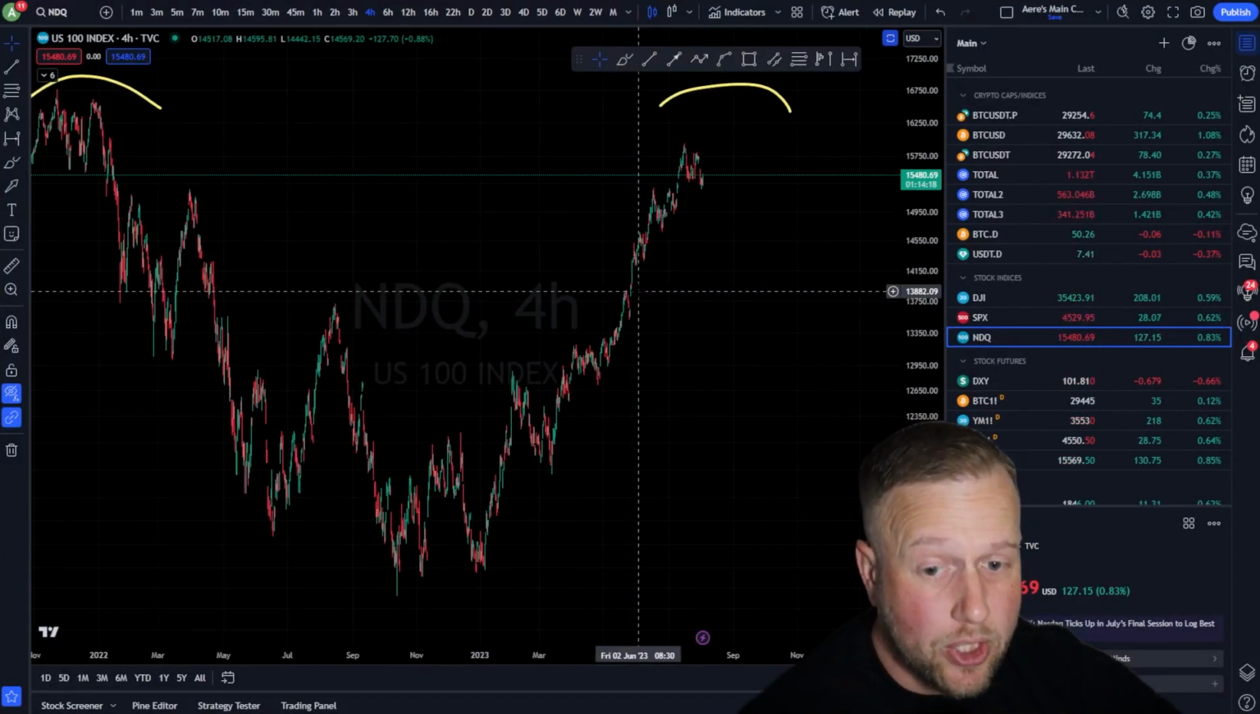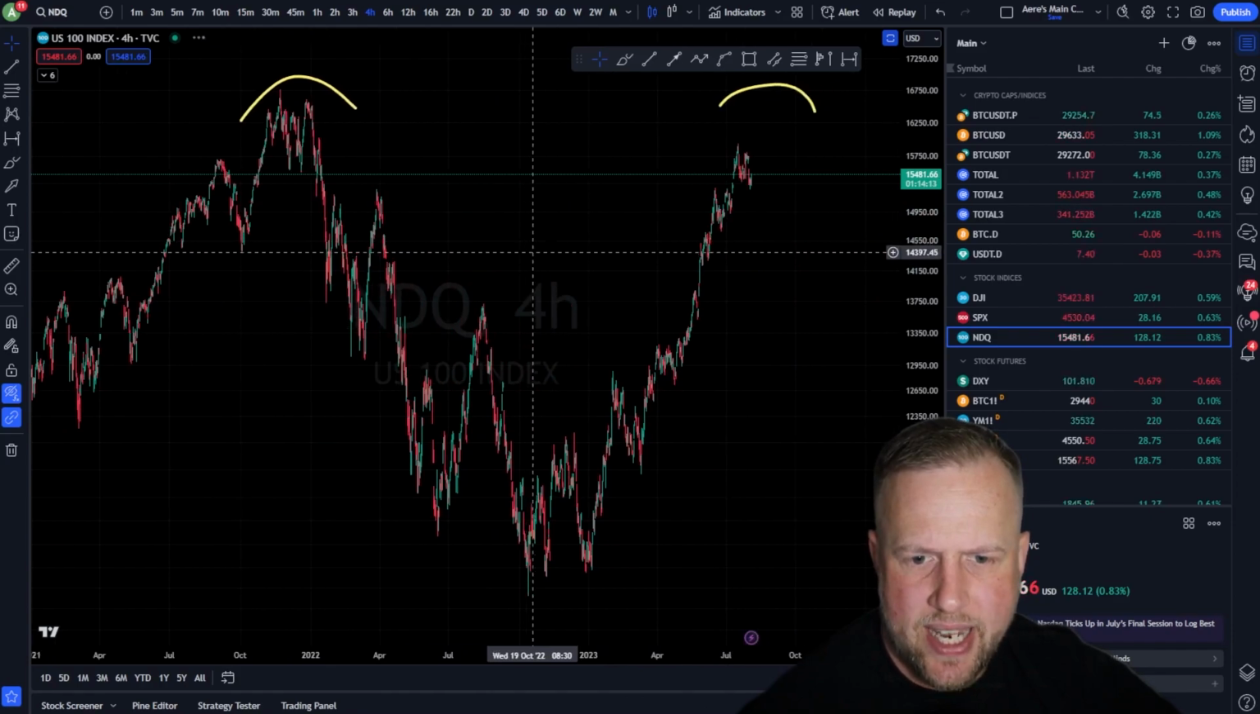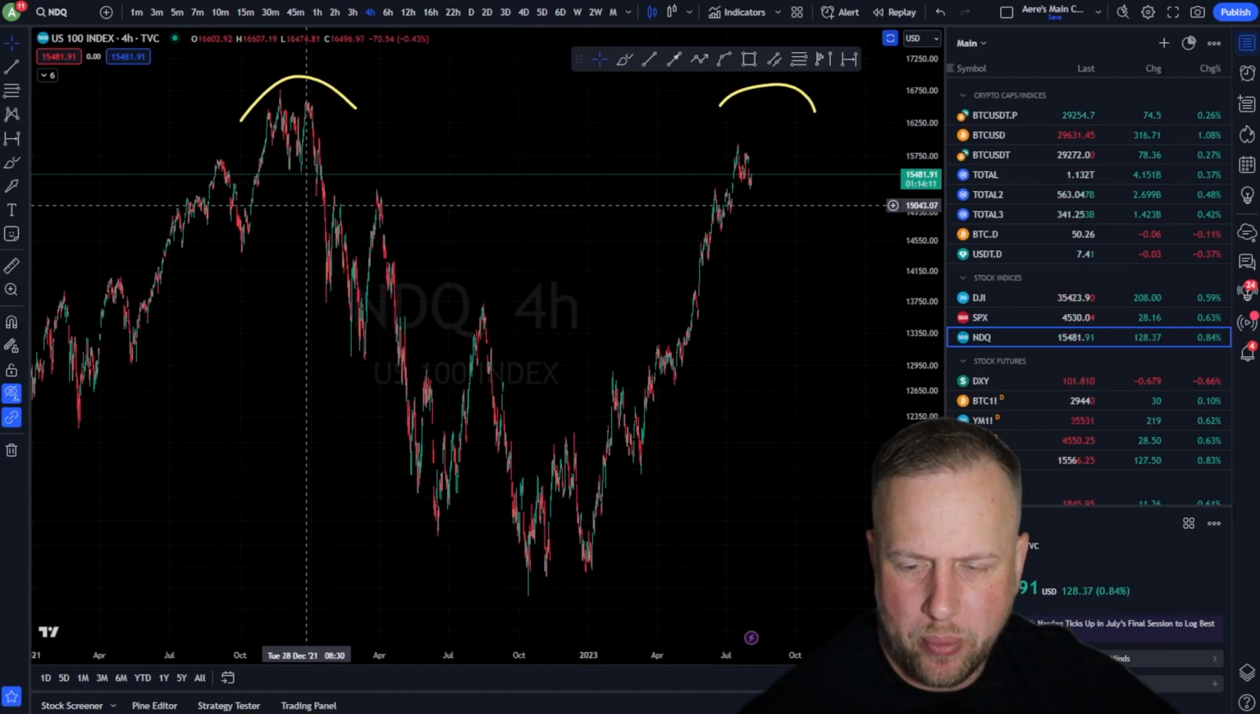You can see how this can work with anything. I can pull up gold, silver, got the NASDAQ here. You can see kind of a double top forming on the NASDAQ.